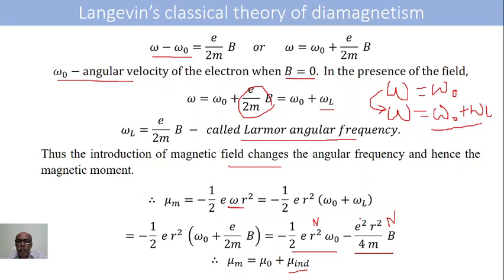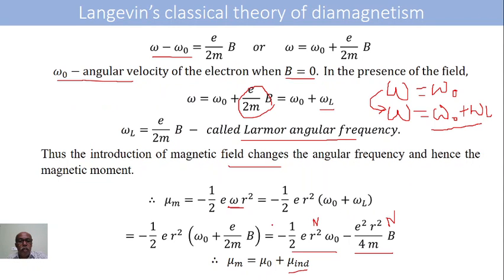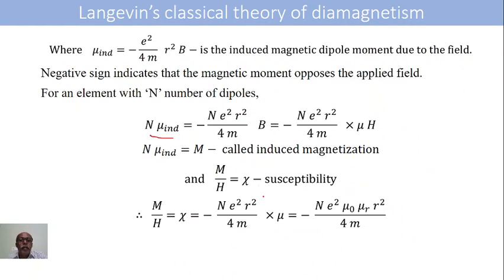On the RHS, we are multiplying n to both the terms. Therefore, we get n mu induced is equal to minus n e square r square by 4m into B. So this is only n into mu induced, not mu m. We are multiplying n into mu induced. Therefore, n into mu induced will be equal to minus n e square r square by 4m into, instead of B, we are writing it as mu into h.